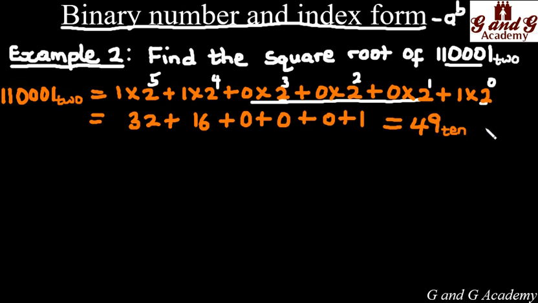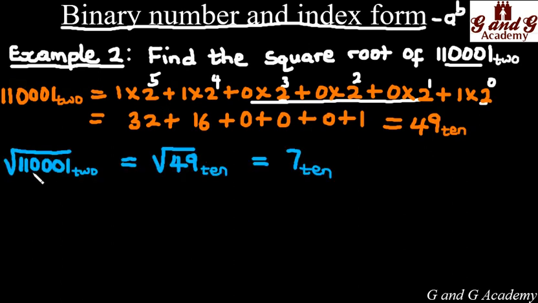Don't forget that when you are talking about square root, it's the same thing as saying 49 raised to the power of half. So it's still in index form. Now let's solve this. The base 2 number whose square root you are finding is the same thing as 49, which you have just calculated. So when you find the square root of 49, you get 7 in base 10.